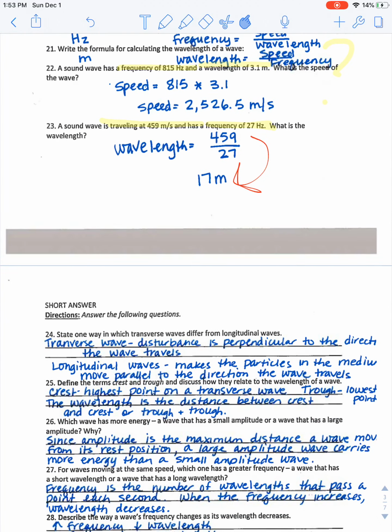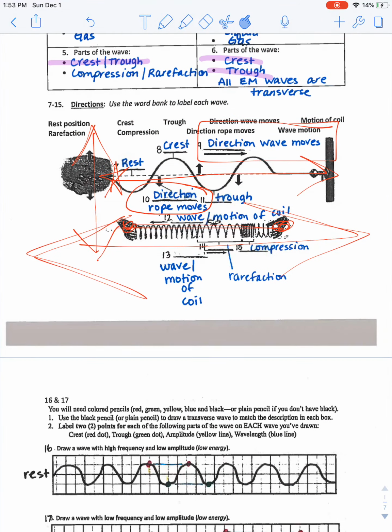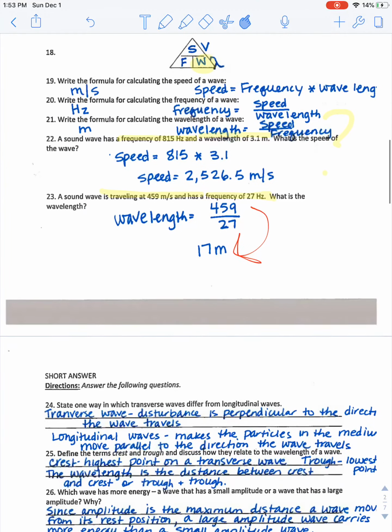Okay, let's look at our short answer here. Number 24. State one way in which transverse waves differ from longitudinal waves. Well, their disturbance is perpendicular to the direction the wave travels. So like this picture up here at the top, the hand was going up and down, but the wave was going left and right. So that makes our T for transverse, or our perpendicular or 90-degree angle.